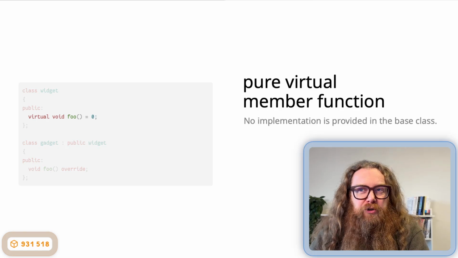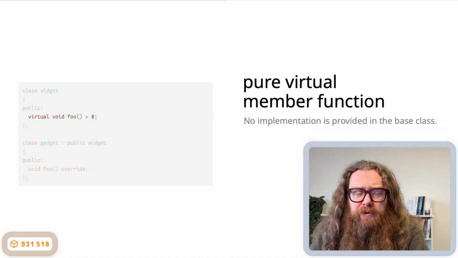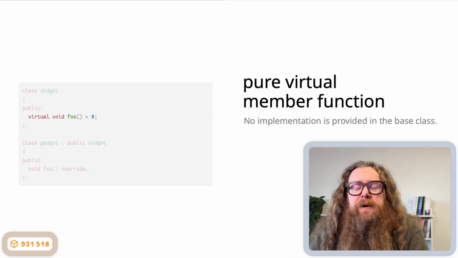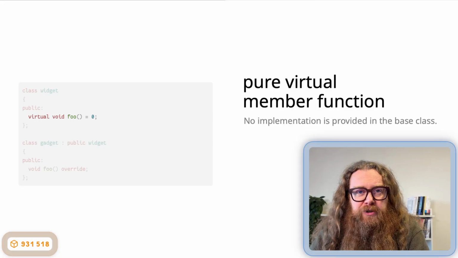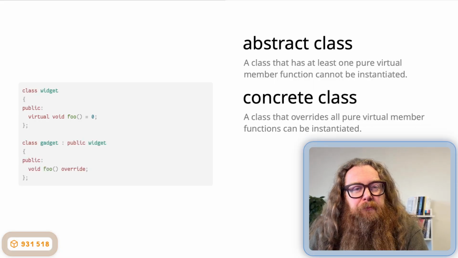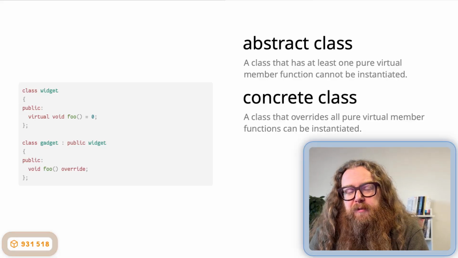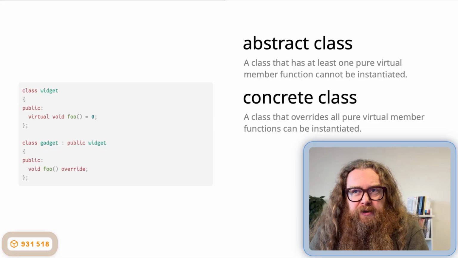Member functions can also be pure virtual. This is shown here with the equal 0. That means no implementation is provided in the base class, but derived classes have to provide an implementation, otherwise they cannot be instantiated. A class that has a pure virtual member function without an implementation is called an abstract class.